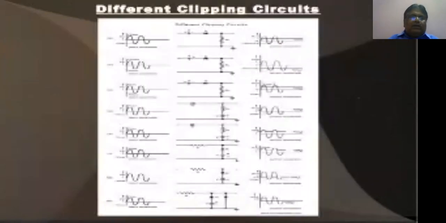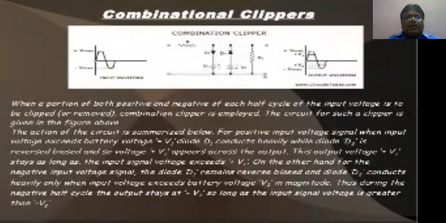Okay. Next, different clipping circuits. So here, different clipping circuits are there: positive clippers, negative clippers, positive bias clippers, and negative bias clippers. Different circuits. Next, combinational clippers.